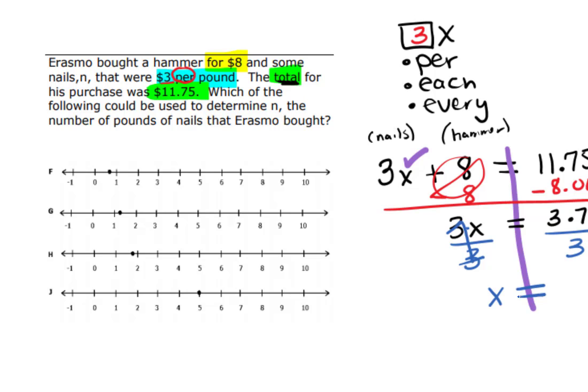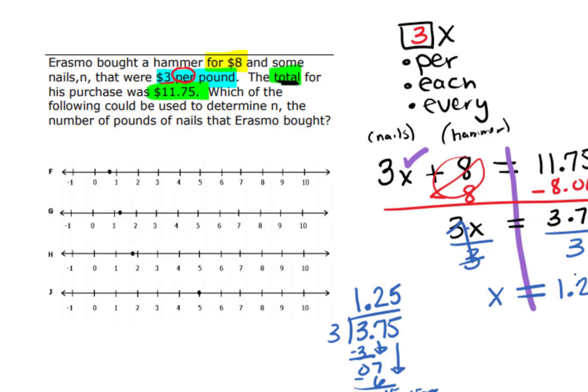So x is equal to whatever I get for $3.75 divided by 3. 3 goes into 3 one time. We bring down the 7. Bring this decimal straight up. 3 goes into 7 two times. We're going to bring down the 5. 3 goes into 15 5 times. That would be 15, and then we're done. So x is $1.25.